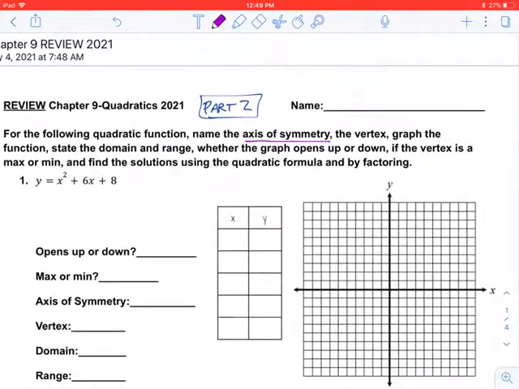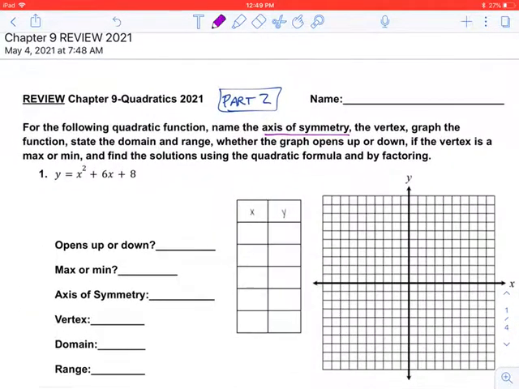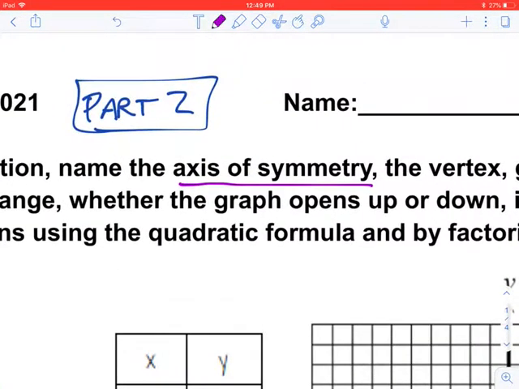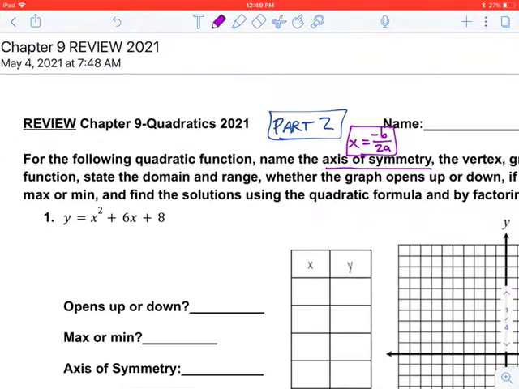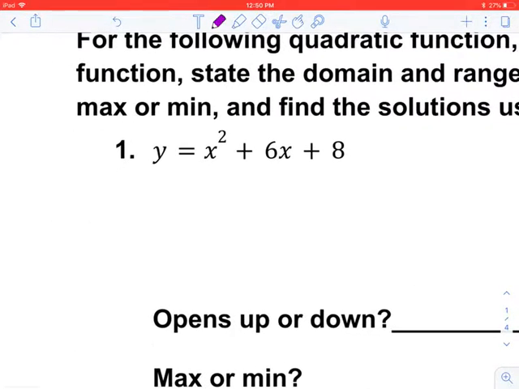So the very first thing you want to do when you're trying to graph, solve by graphing, is to find the axis of symmetry. So the formula for that is x equals negative b over 2a. And we use that to find the axis of symmetry and then find the vertex from that x value. Okay, so let's start by doing that.